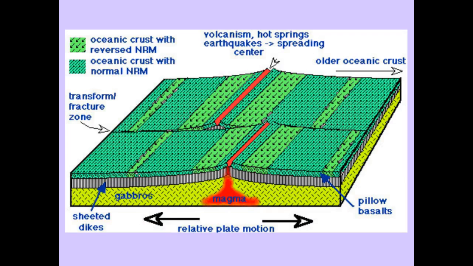The oldest rock is farthest from the spreading center, the rift zone. We know that the plates are moving apart here because the age of each successive region of reversed magnetism is the same as its counterpart on the other side of the central rift.